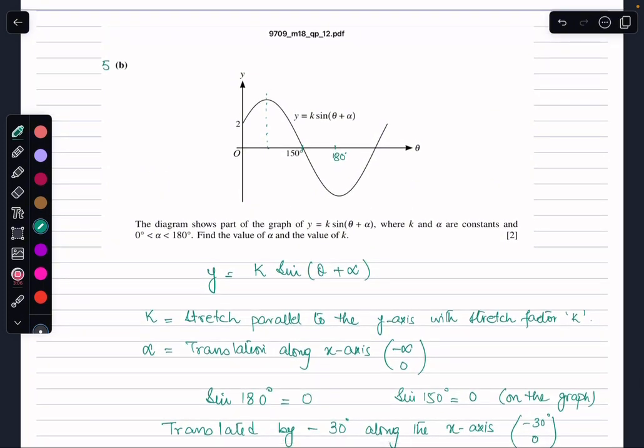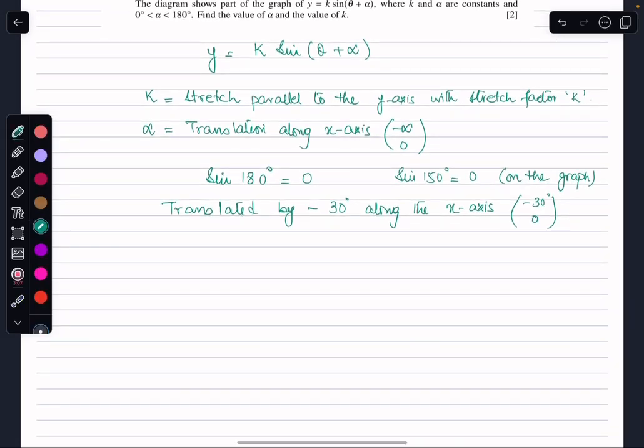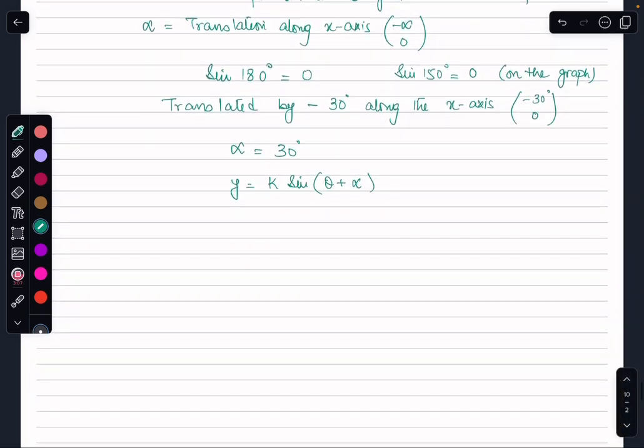Now to find the value of k, another piece of information that we have in this question is regarding sine of 0. When our theta value is 0, the y value is 2 here. So y equals k sine of theta plus alpha. We have decided that alpha needs to be 30 degrees here. And in this diagram, we have seen that for sine of 0, the y value is 2. Therefore, if our theta is 0, the y value needs to be 2.